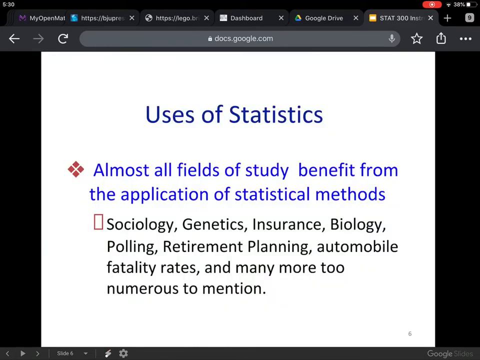Uses of statistics. There are a lot of uses. Almost all fields of study benefit from the application of statistical methods: sociology, genetics, insurance, biology, polling, retirement planning, automobile fatality rates, and a lot more. I'm going to give you 4 seconds right now. Can you come up with some other field that uses a lot of statistics that's not on the slide? Go ahead, say it out loud.